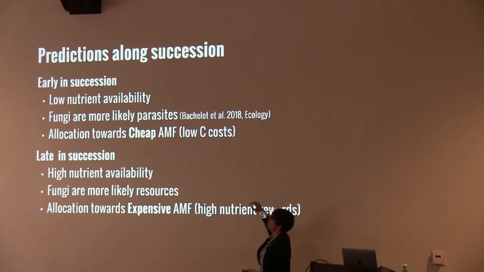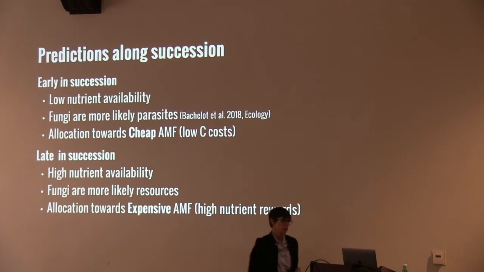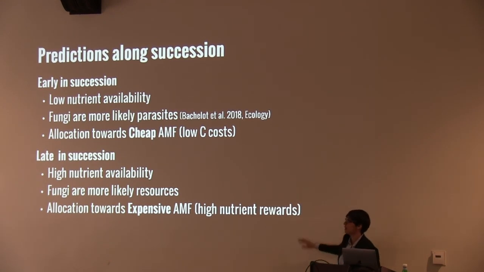We did some work to actually test this idea, and we did find some evidence that in early succession, the association of species with mycorrhizal fungi is more on the parasitic side than the beneficial side, and that's something that's also been shown in grassland. So there's some evidence that can validate the prediction of the model.